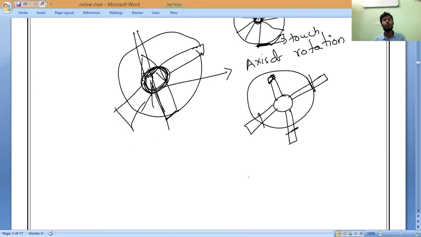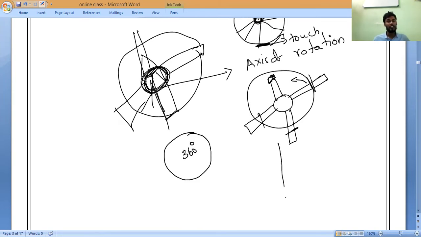Why am I saying shifting through an angle? It is like a rotatory motion in a circle. At every point, the particle's angle keeps on changing. Yes or no? Yes, sir. So what is the total angle?